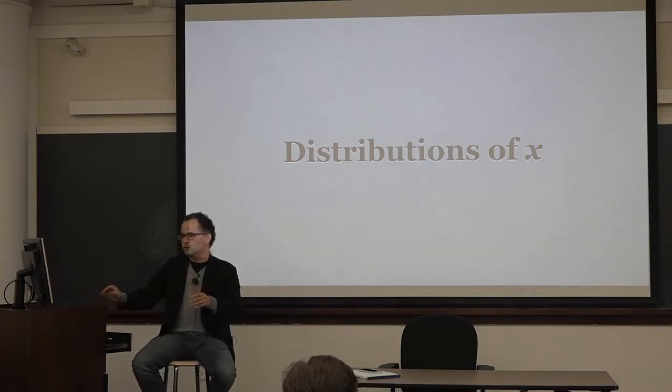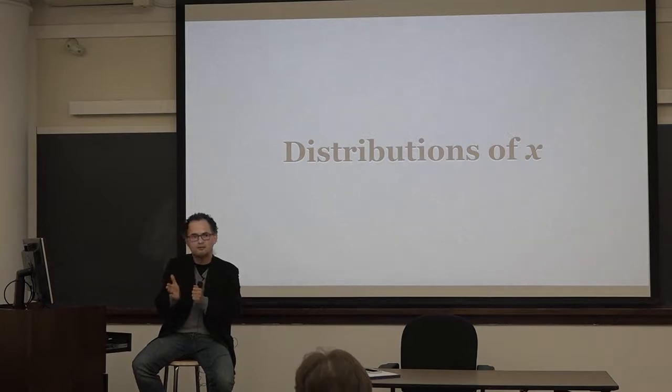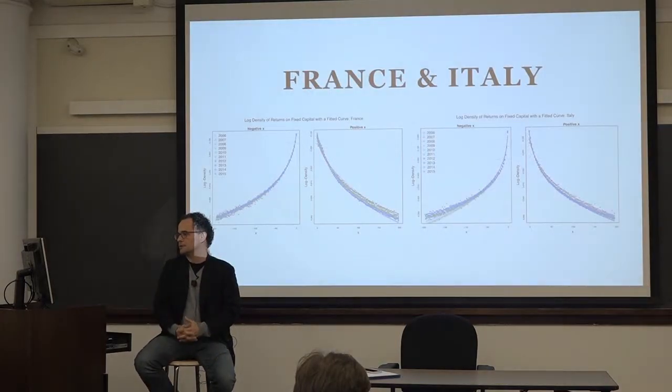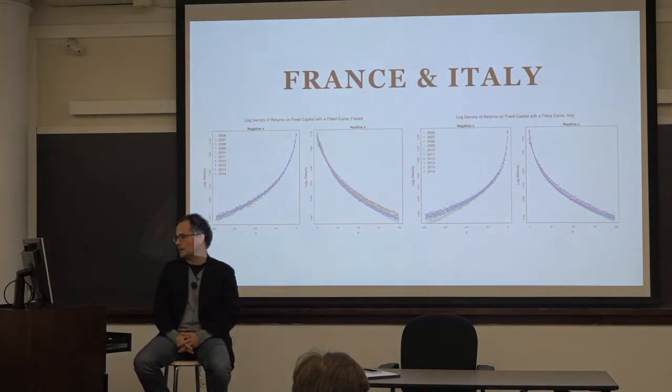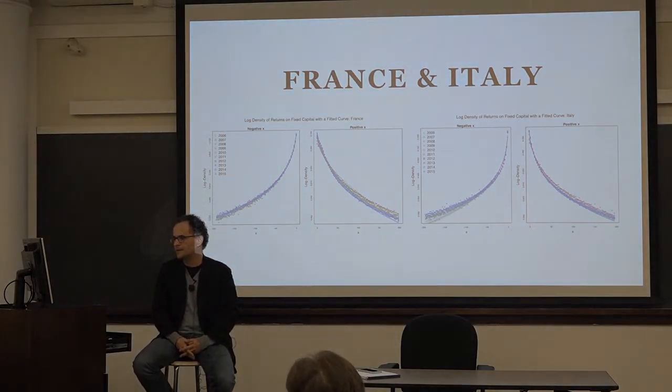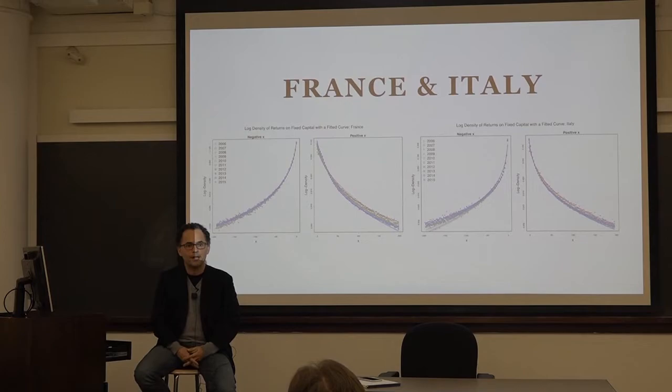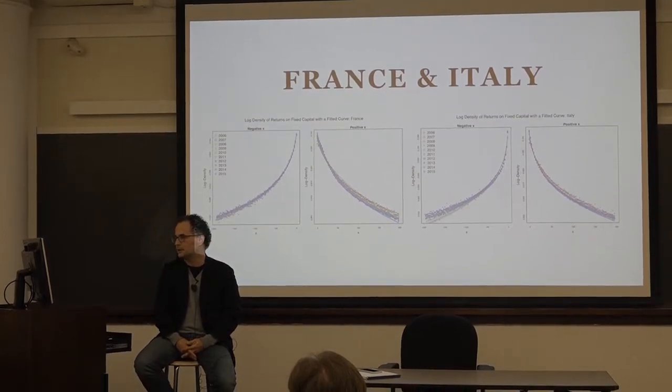So if you look at the distributions of x, basically deviations of this measure of profitability from its modal value, this is what you get for all of these countries. I'm going to show you a number of these plots. This is France and Italy. What you have is log frequency on the vertical axis, and then deviation from mode. And you have the stretched exponential fits.